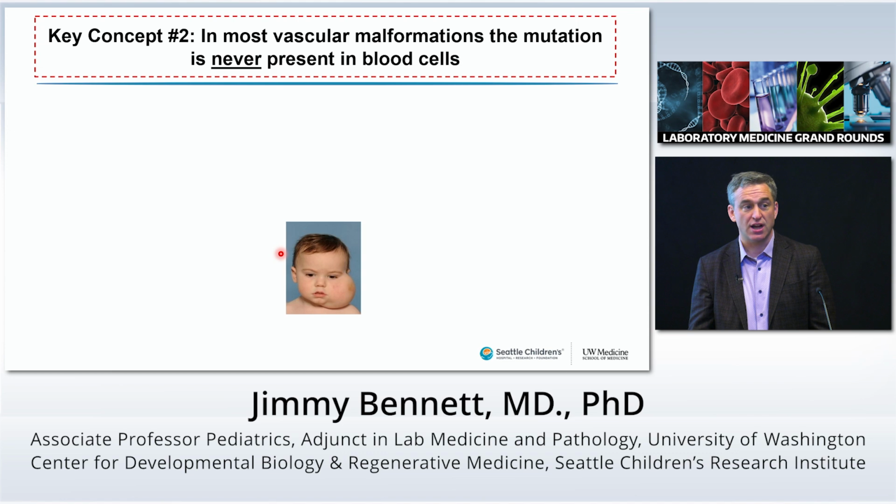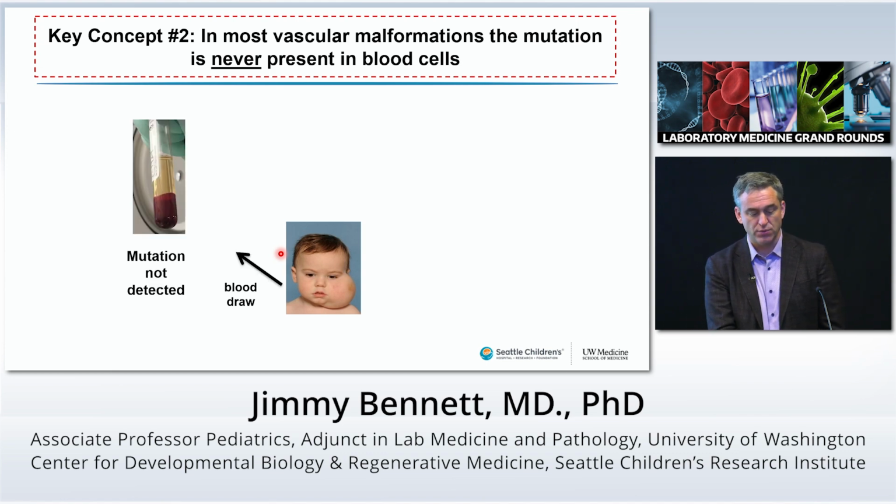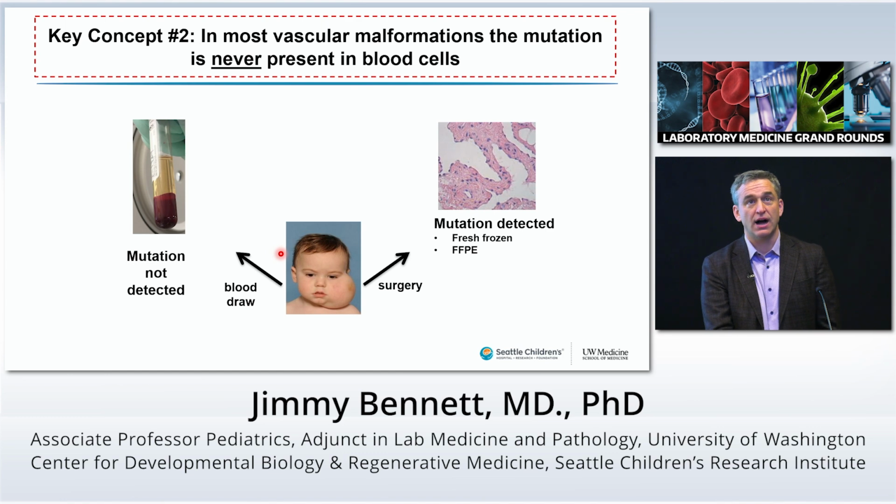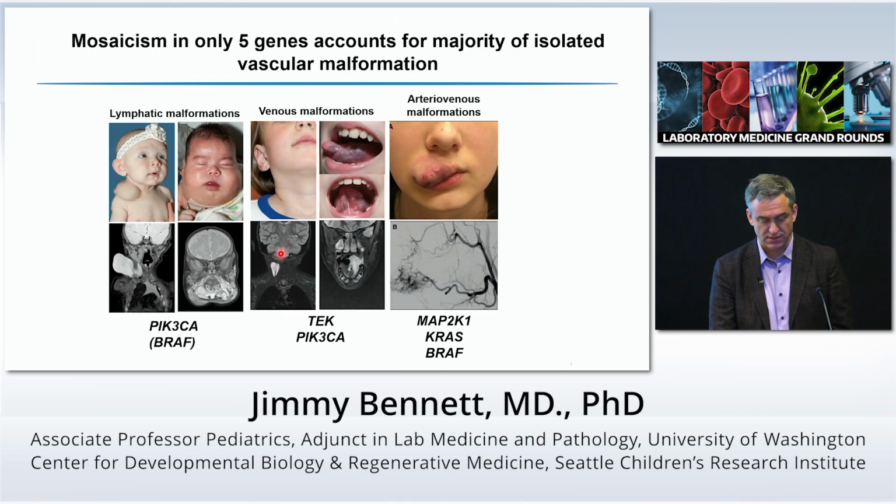This is an example of a child with a large facial lymphatic malformation, left cheek and neck. And if you were to sequence blood from this individual, you would never detect the mutation, no matter what fancy genetic testing you do. You will detect the mutation if you look in the tissue. So that's a key concept that I hope is a take-home, that in most individuals with isolated vascular malformations, you're never going to be able to detect the mutation on routine analysis of blood cells.